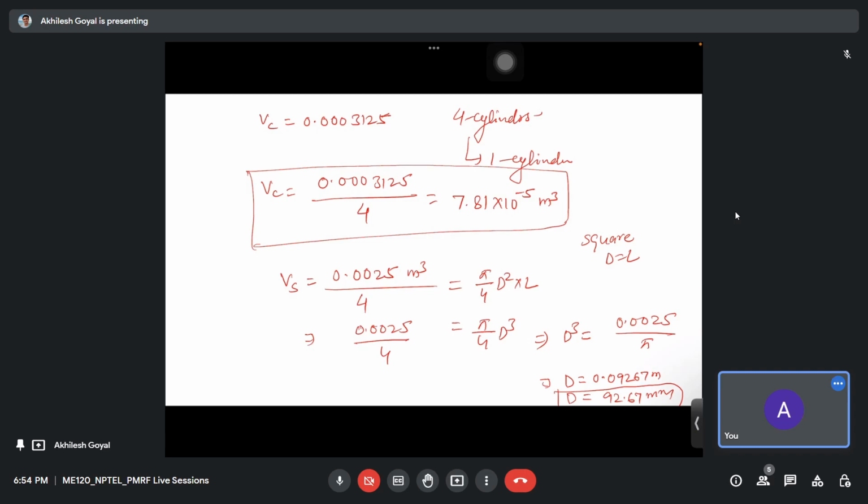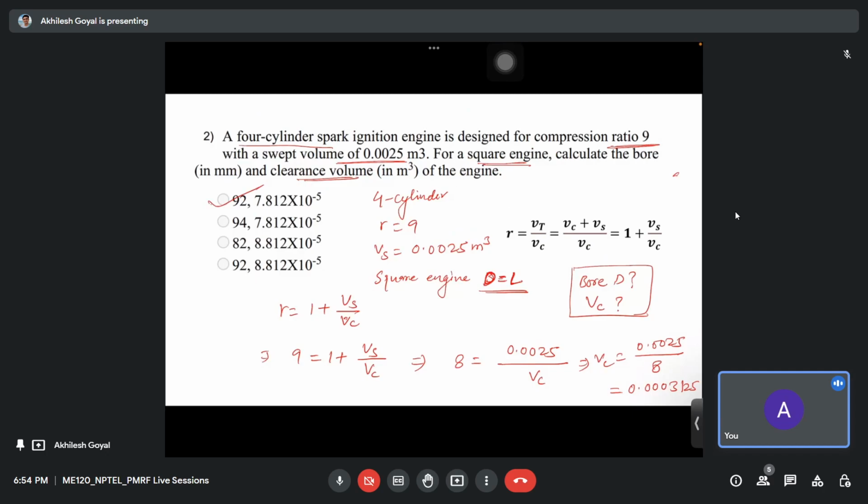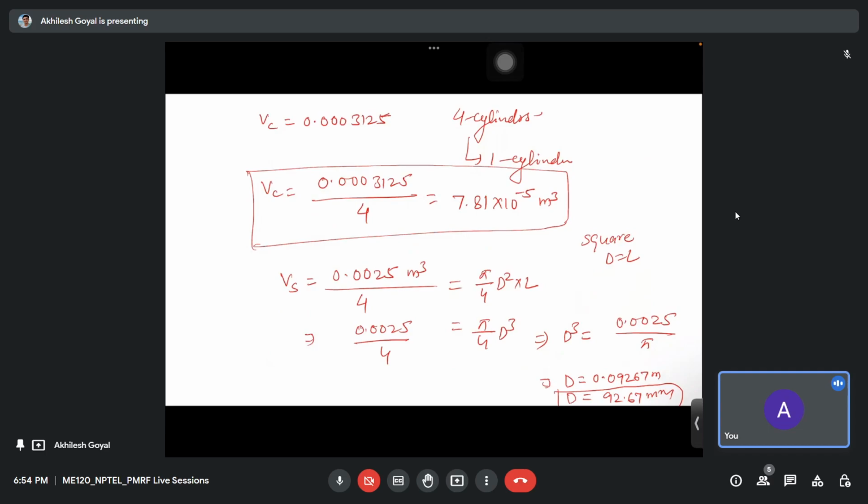Okay, let's see what are the options. So 92 and 7.81, the first option is right, the second is wrong, third is also wrong, and fourth is also wrong. Okay, so here we get the cylinder bore as 92 mm, and the clearance volume as 7.812 into 10 raised power minus 5. Any doubt in this question? Anyone? Okay, we can move to the next question.